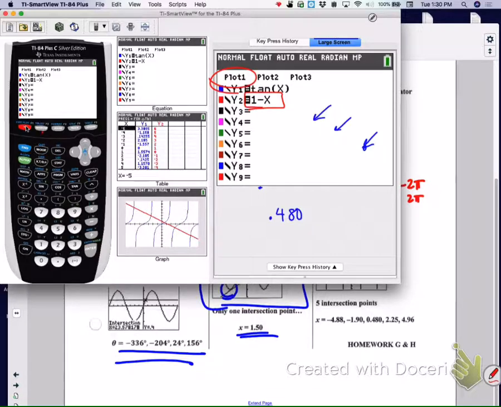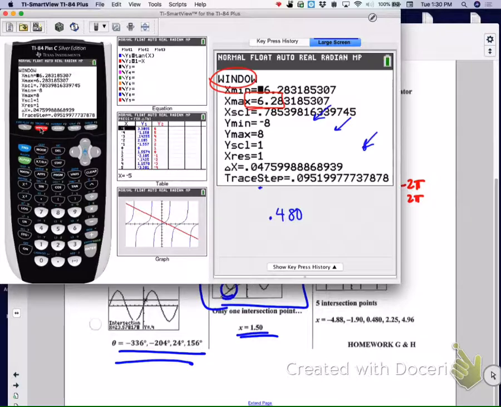Check your window. Make sure that you've got an appropriate window for your, and again, they're pretty much going to be telling you that, so you're not going to have to worry about that, but make sure that you've got your minimum is a smaller number than your maximum, because it's not going to be happy with that, and then that you're in the right mode to begin with.